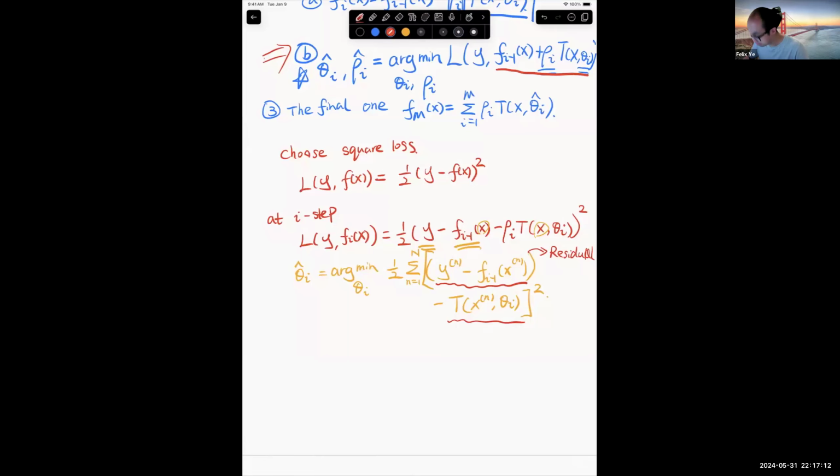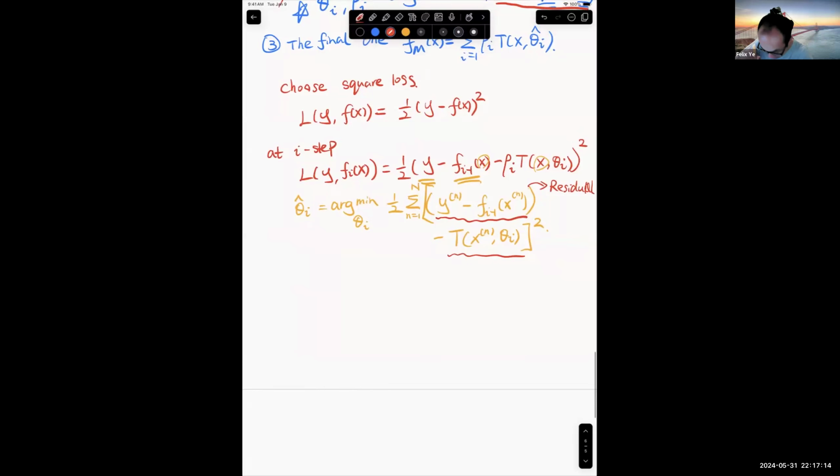Once we find theta in step 1, step 2 is to find the optimal coefficient rho_i. This is like a line search. We are going to add this tree with the optimal parameter theta_i, but we are not going to add it with a weight of 1. We are trying to find the best parameters along the way, so this will be an argmin.